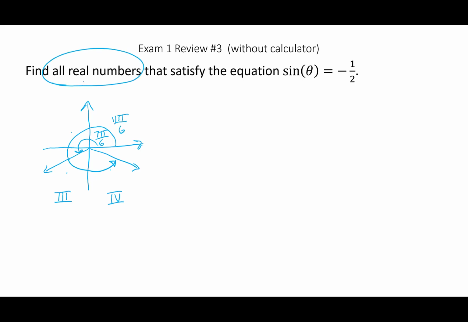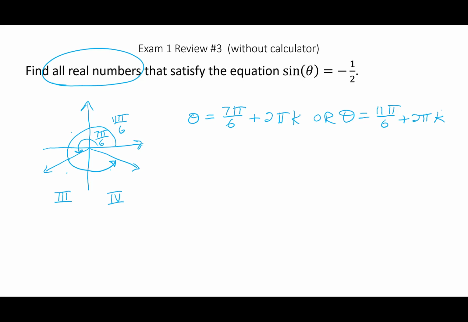My answer is to find all real numbers that satisfy this equation. So the first thing I'm going to look at is saying, well, one answer here is that theta would be equal to 7 pi over 6. And from that angle, I need to add the fact that I can spin around another 2 pi radians in either direction. So I need to not only say that theta equals 7 pi over 6, but that theta equals 7 pi over 6 plus 2 pi k. And then to include our other angle of 11 pi over 6, I would also say, or theta equals 11 pi over 6 plus 2 pi k.